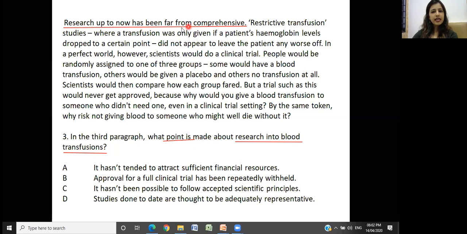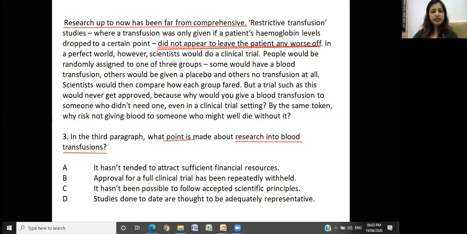Okay, so here the writer starts by saying that research up to now has been far from comprehensive, and then he gives an example: the restrictive transfusion study, where the transfusion was only given if a patient's hemoglobin levels dropped to a certain level, did not appear to leave the patient any worse off. So whatever findings we have show there was no difference, or no such improvement that we could see after the blood transfusion was given.